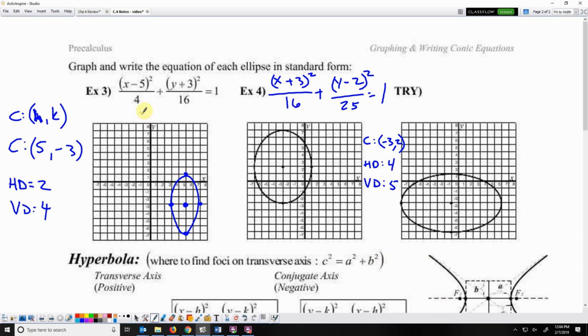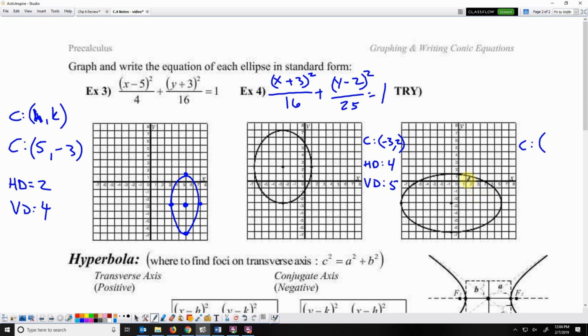Now we notice that the horizontal and vertical dilations do not equal each other. 16 and 25 are not the same. That's why this is not a circle. That's the only thing that separates an ellipse from a circle. Horizontal and vertical stretch are different.